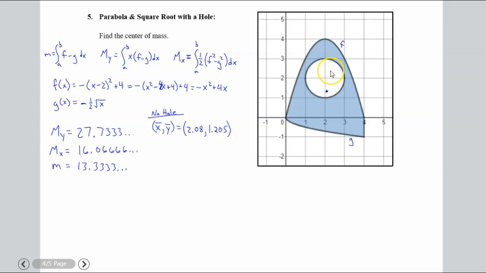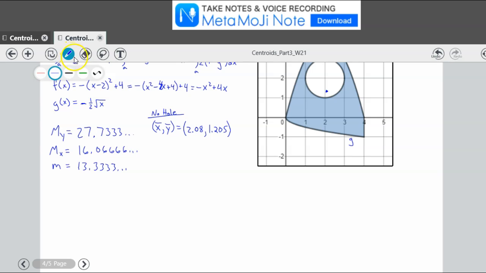But there is a hole, so then what do we do with that? So we can use the ideas that we had from the composite shapes, which is if I have a center of mass and an area, I can combine those with other center of masses and areas to get kind of this composite of all of them put together.